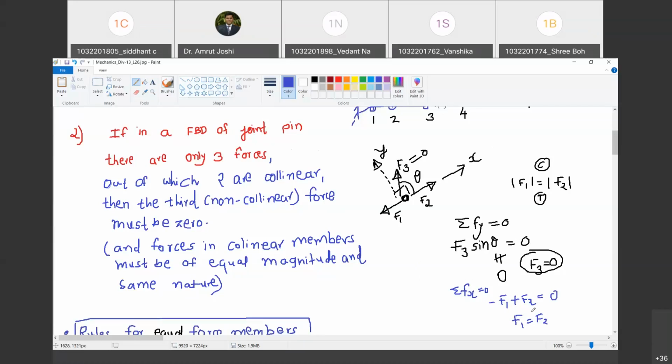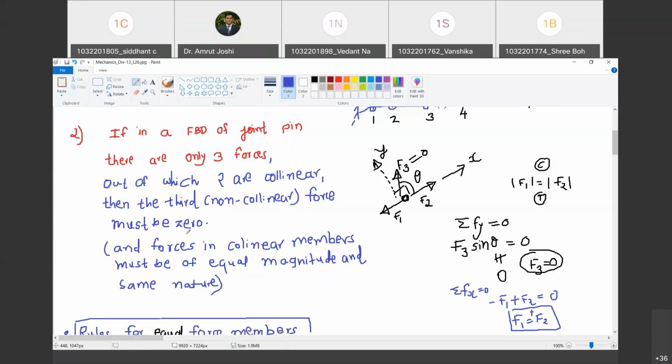So what is the meaning of this positive sign here? Originally assumed sign of F2 is correct. Are you with me? Yes, sir. So in original figure, I have shown F2 to be tensile. So it is tensile. So if F1 is tensile, F2 also is tensile. And the magnitude of F1 must be equal to magnitude of F2. Are you with me? Yes, sir. So this second rule is a sandwich rule. It also tells you how to identify a zero force member and also tells you how to identify an equal force member. Are you with me?